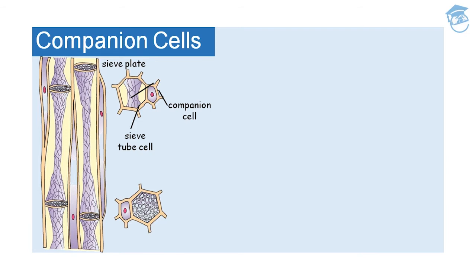So I hope it is clear to you now that the companion cell is highly significant for the sieve tube member, because the companion cell carries out all the metabolic functions of the sieve tube member, and without the companion cell, the sieve tube member would die, and it will thus cease phloem function and thereby kill the plant.